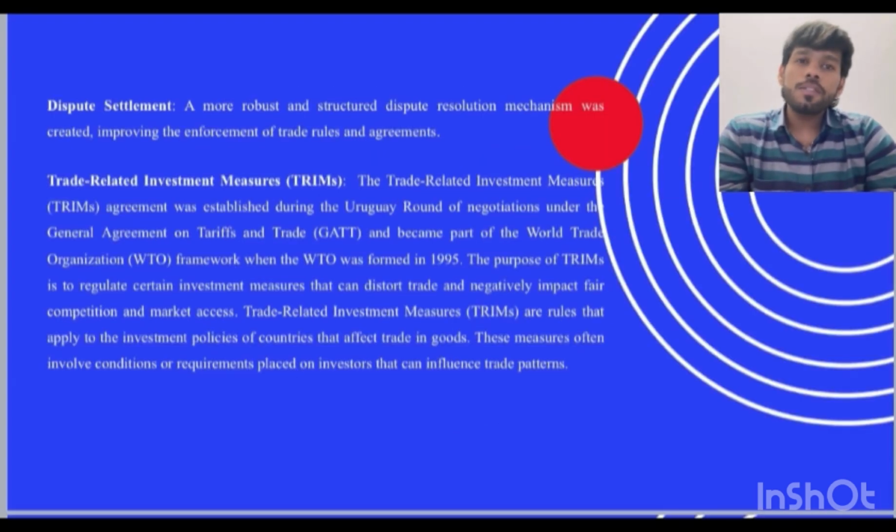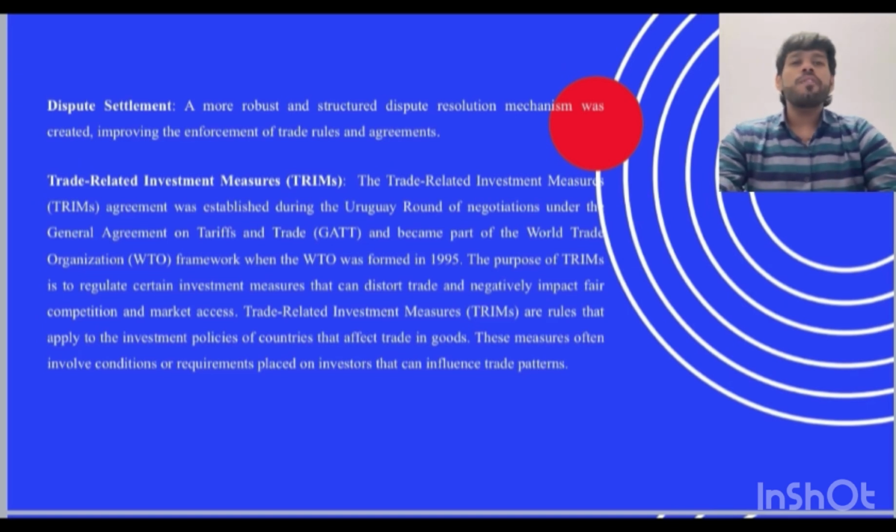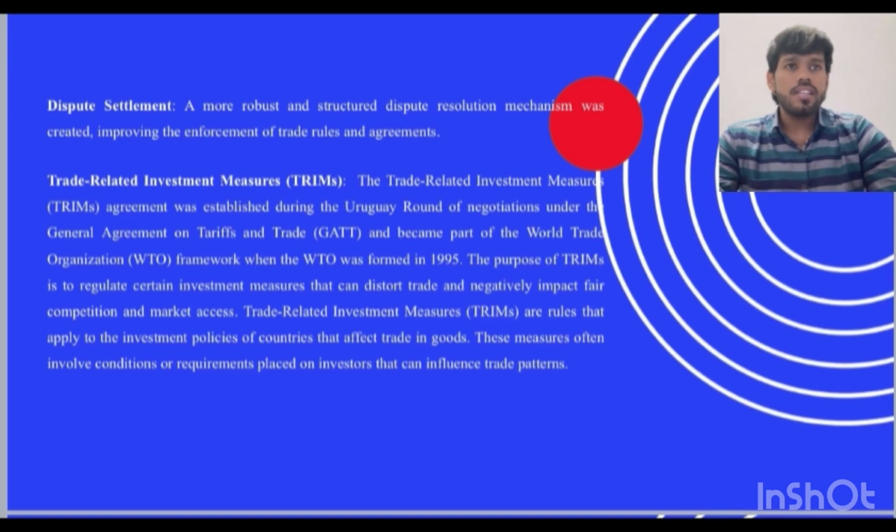Let us see about the dispute settlement. A more robust and restrictive dispute resolution mechanism was created, improving the enforcement of trade rules and regulations. And TRIMS, which means trade related investment measures. The Trade Related Investment Measures, TRIMS, agreement was established during the Uruguay Round of negotiations under the General Agreement on Tariffs and Trade, which is known as GATT, and becomes a part of the World Trade Organization, WTO, framework.